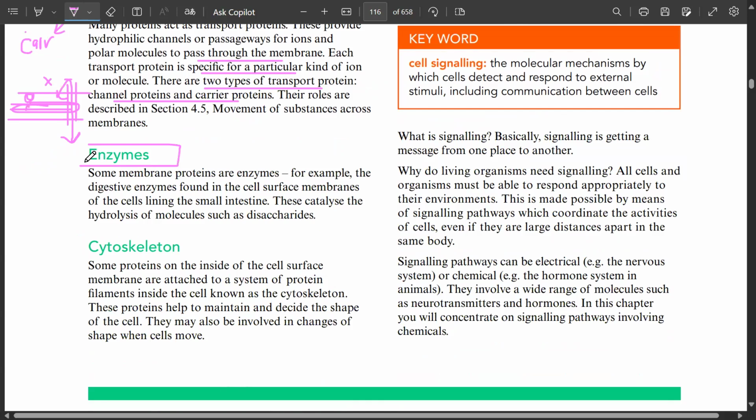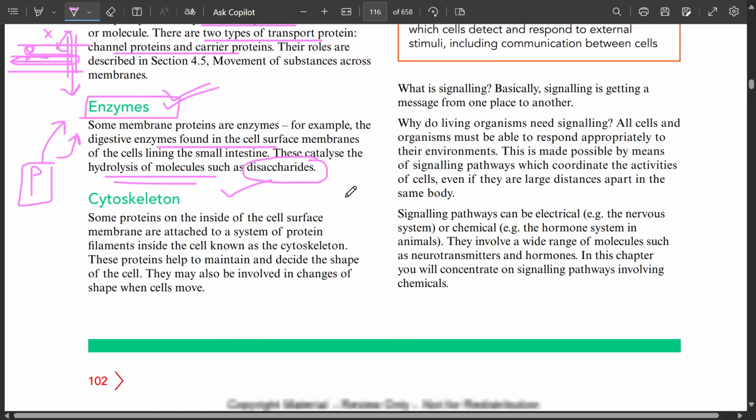Some proteins are also enzymes. For example, digestive enzymes are found in the cell surface membrane, because enzymes are also proteins. You forgot, I mean enzymes are also proteins. So I also forgot this function, that obviously enzymes are also made of proteins. So the proteins present in membranes can also act as enzymes, and they catalyze the hydrolysis, the breakdown of large disaccharides. For example, maltose is broken down into glucose. Sucrose would be broken down into fructose and glucose and all of that.